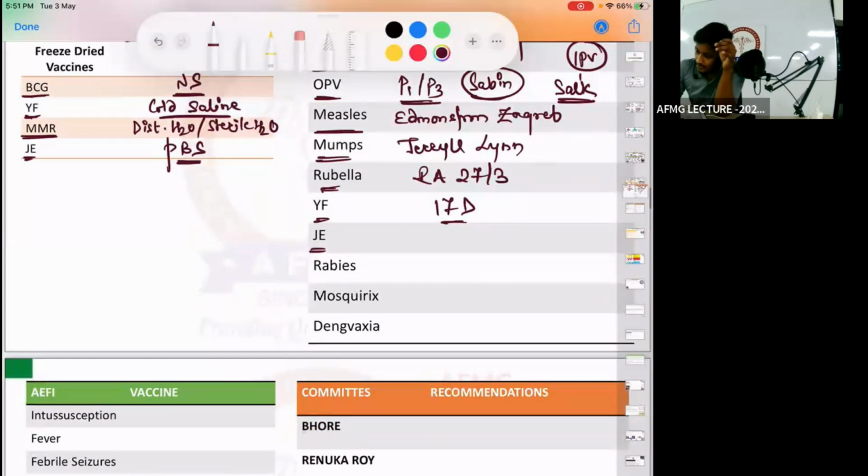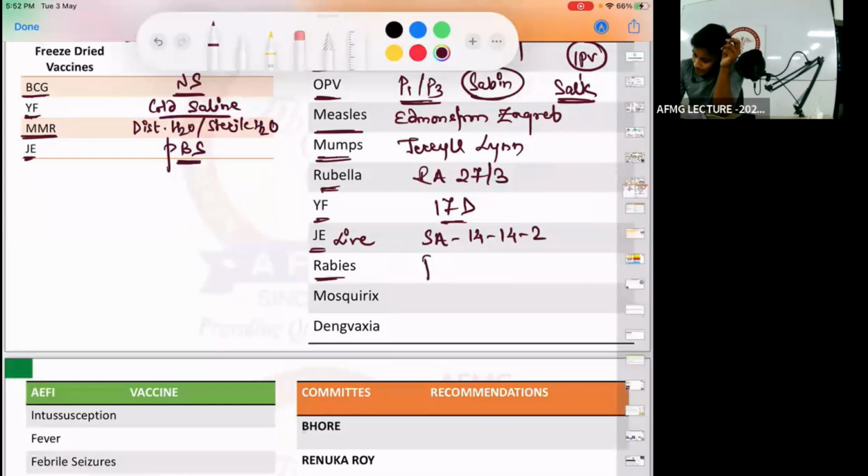Japanese encephalitis, so important. We have the live vaccine as well as the killed vaccine available. In the national immunization schedule, we use the live vaccine. So tell me the live vaccine strain. SA-14-14-2. The killed strains of JE are China or Japan Nakayama or Beijing P3.